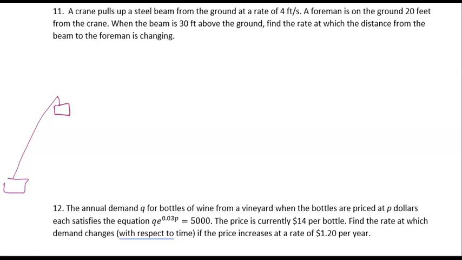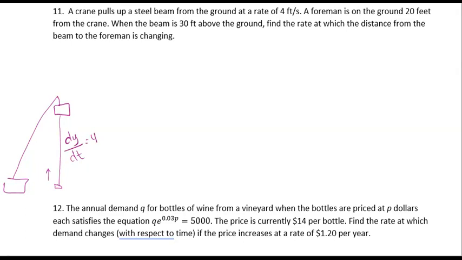There we go. The beam is being pulled up from the ground at a rate of 4 feet per second. So it was on the ground down here. It was here originally, and it's going up at 4 feet per second. Well, that's my y dimension. So I'm going to call that dy over dt, and that is equal to 4.